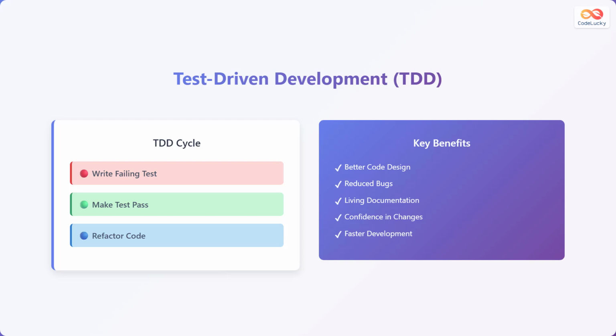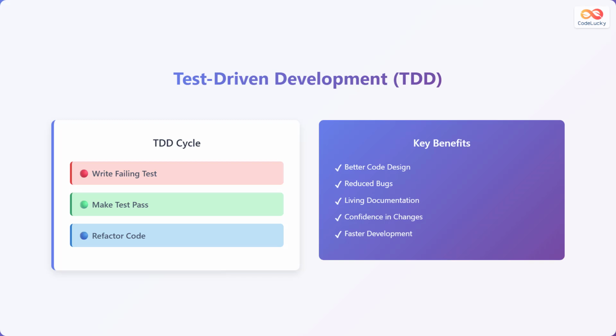Test-driven development, commonly known as TDD, is a software development methodology where tests are written before the actual code. The TDD cycle follows three simple steps, often called red, green, blue. First, write a failing test. This is the red phase where your test fails because the functionality doesn't exist yet.